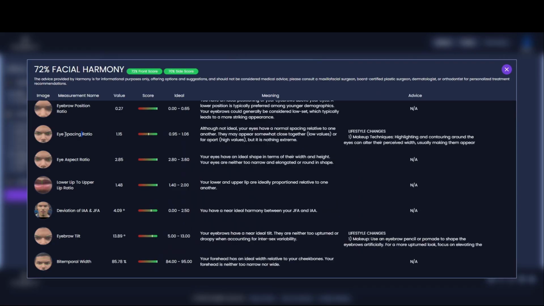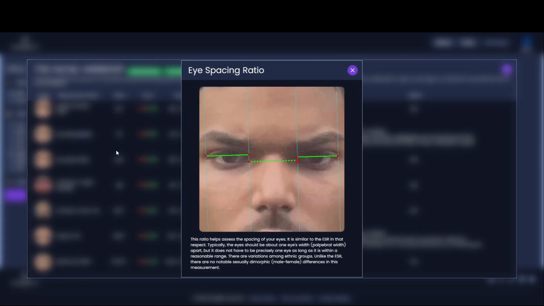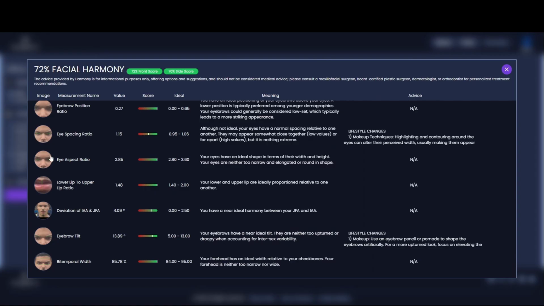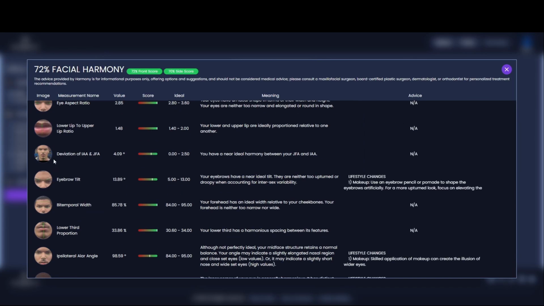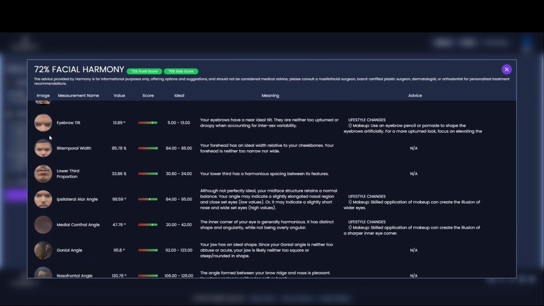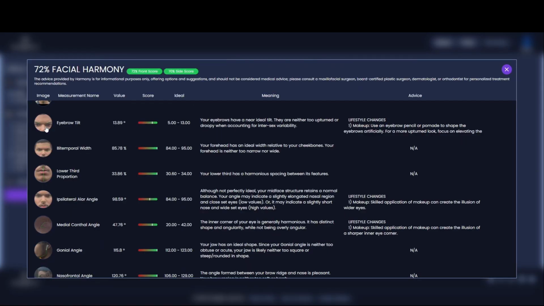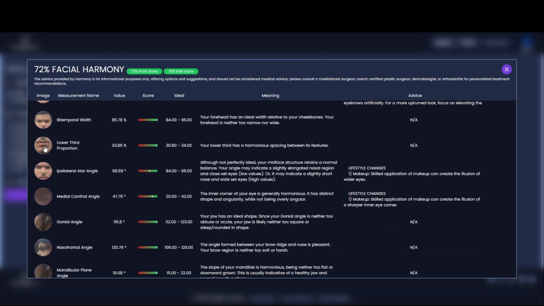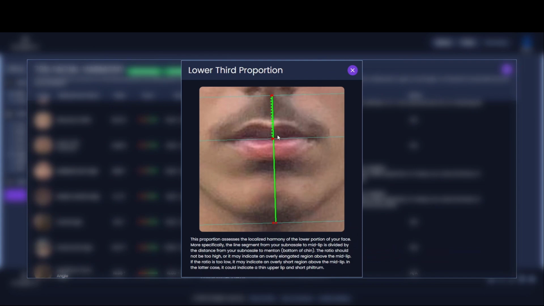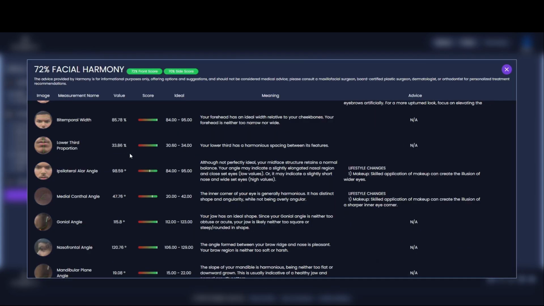He definitely has lower set eyebrows as well. I would say that his eyes, in terms of the intercanthal distance, this distance here, are definitely a little bit wider set than ideal, but still normal. So overall, he does seem to have some good overall facial harmony. He has quite upturned eyebrows, a little bit more than ideal, but again, within the normal range. And his lower third is distributed well, so the upper portion compared to the overall lower third.